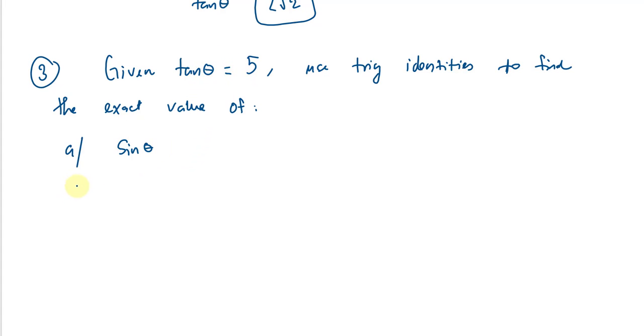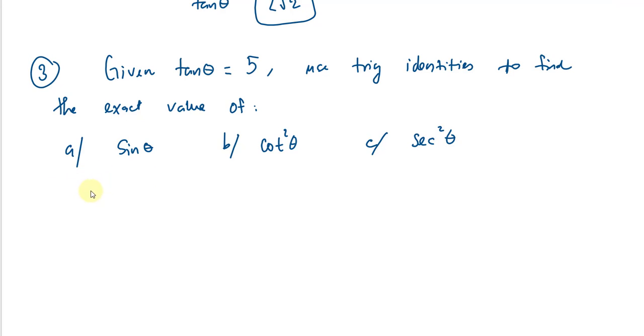How do I find psi? That's for part A. B is cotangent squared, and C is secant squared.